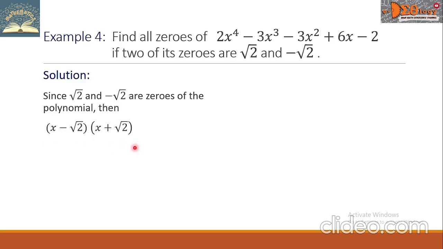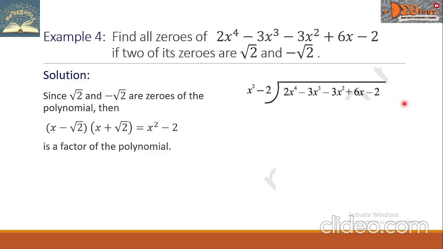When we multiply this, we will get x squared minus 2. This binomial here is a factor of the given polynomial. And that means we can divide this polynomial by x squared minus 2. So let us put them in the division box. The dividend is inside. Our x squared minus 2 is the divisor. Let us proceed to division.